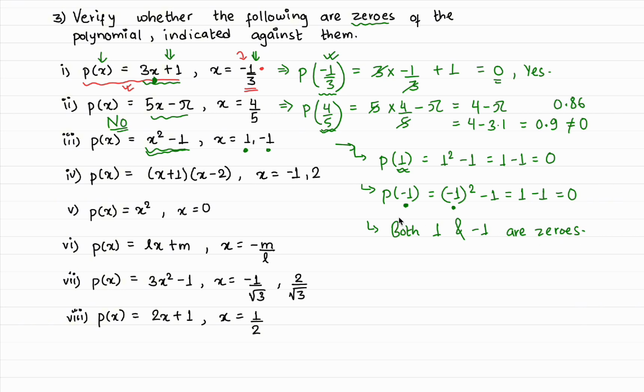So a polynomial might have more than one zero. In this case we have two zeros.